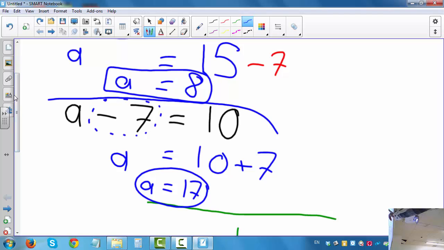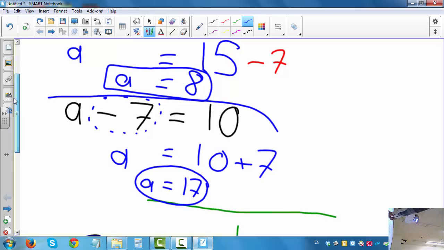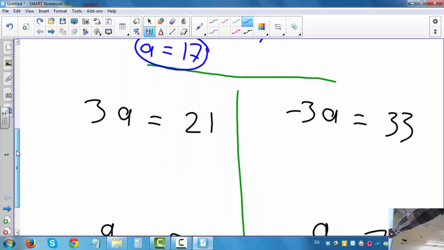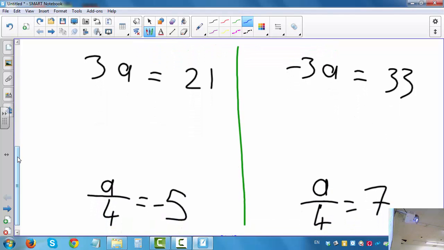Now, how about this time I'm going to show you an example where you won't see addition or subtraction. There won't be addition or subtraction. So now I am looking at 3a equals 21. There is no 3 plus a. There is no a plus 3. This is 3a, which means I am looking at multiplication. There is a secret multiplication sign right over here.